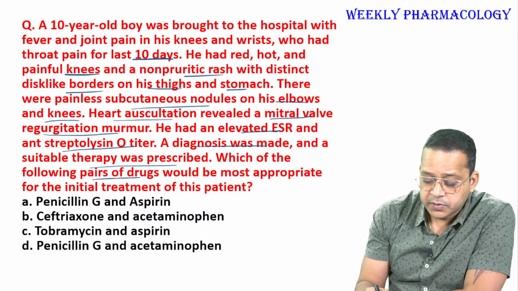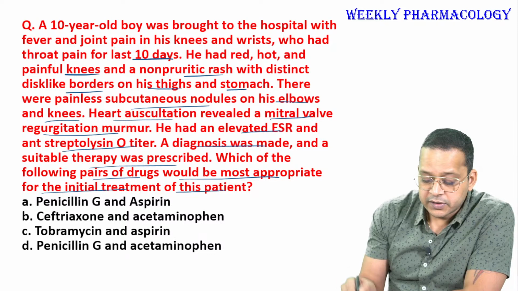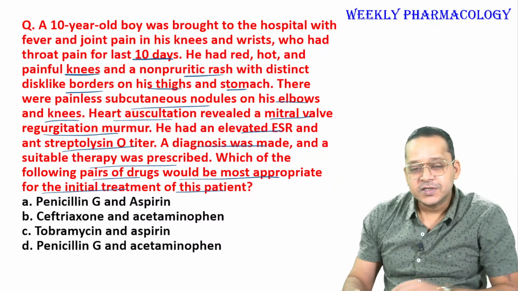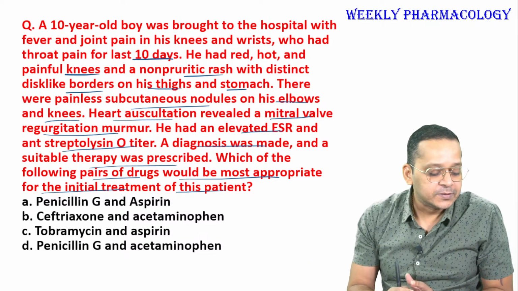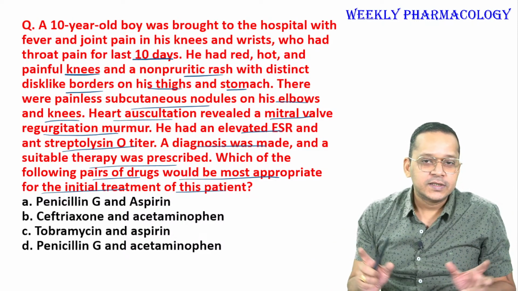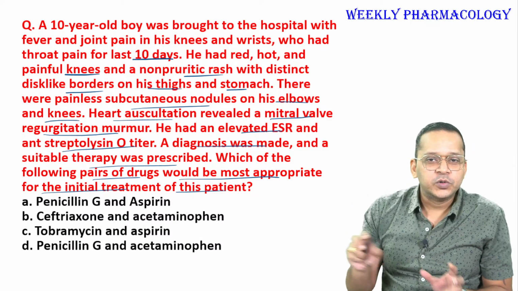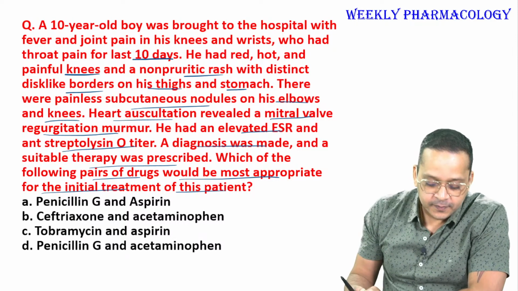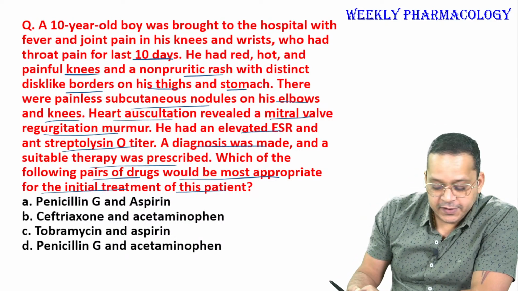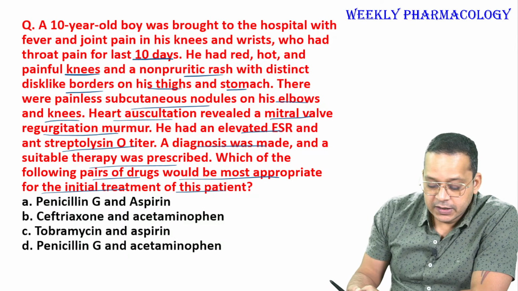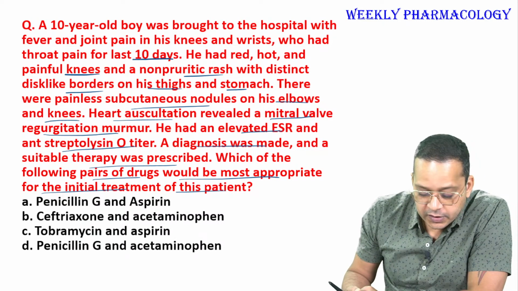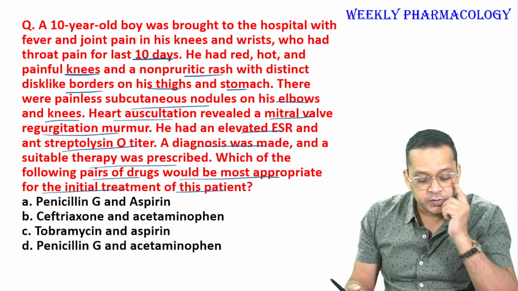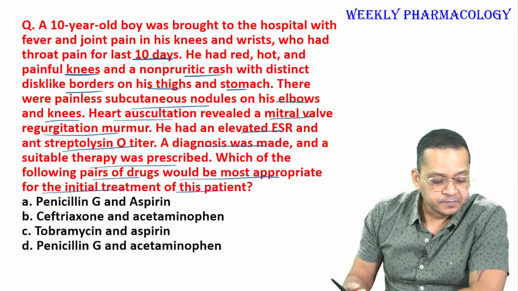Which of the following pairs of drugs would be most appropriate for initial treatment of this patient? Sometimes I have seen that the length of the question is inversely proportional to the difficulty of the question, right? So it might seem long. The options: penicillin G and aspirin, ceftriaxone and acetaminophen, tobramycin and aspirin, penicillin G and acetaminophen. So what am I supposed to use here? A, B, C, D.